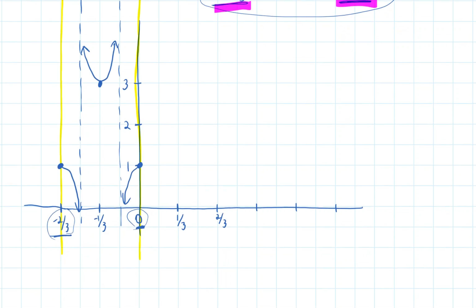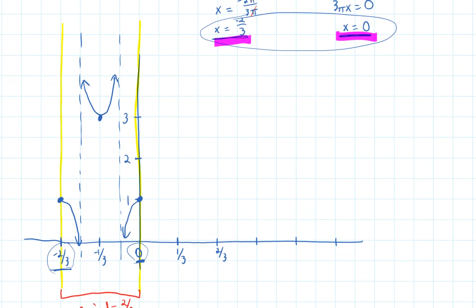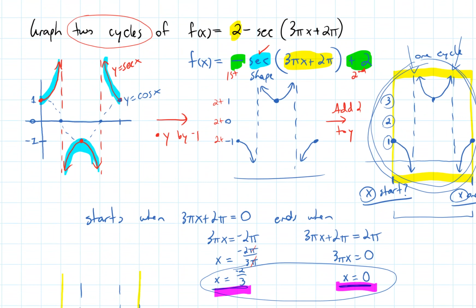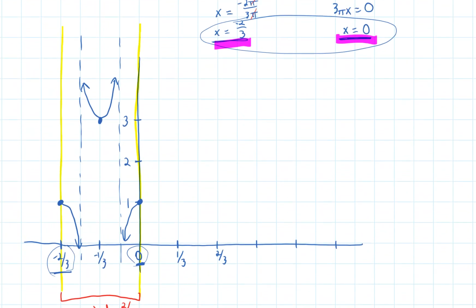And while we're here, we can go ahead and state that this cycle length, this period, well, it's pretty easy. I'm going from negative 2/3 to 0, so my period is the length of 2/3. That's how long the cycle is. Now, the directions tell me to graph 2 cycles. So all I need to do is draw another copy of this cycle to the right or to the left. And since I've got more room on the right, that's what I will do.